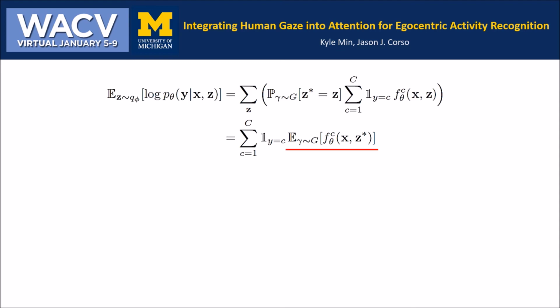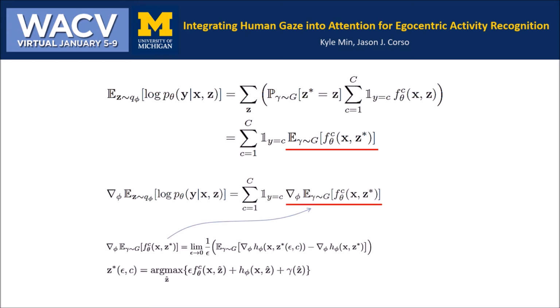It is decomposed into a sum of multiple expectation terms of the class-wise log probabilities, each multiplied by an indicator function. Since the gradient is a linear operator, we can estimate the gradient of the expected log likelihood as follows. Finally, we can successfully apply the direct optimization method to each class-wise gradient estimator.